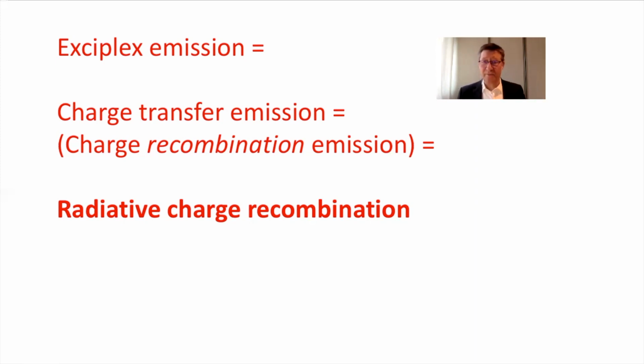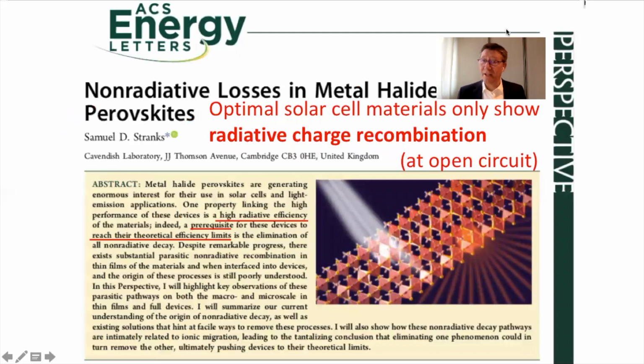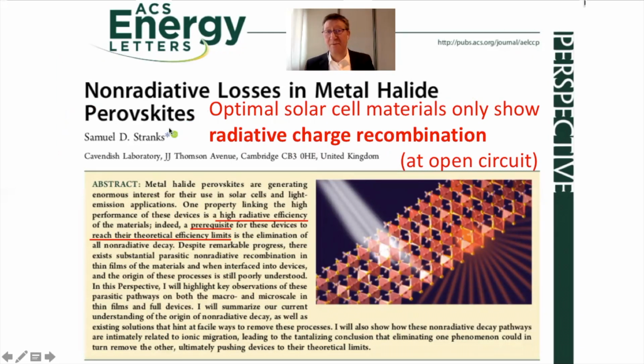This is a term that you indeed encounter in the perovskite field. This is a paper from Strangs, Cambridge. It is a very interesting paper about what they call non-radiative losses. Non-radiative processes are a loss channel in perovskite solar cell materials. And that implies that an optimal solar cell material like gallium arsenide or silicon should give only radiative charge recombination. So they should give off an emission.